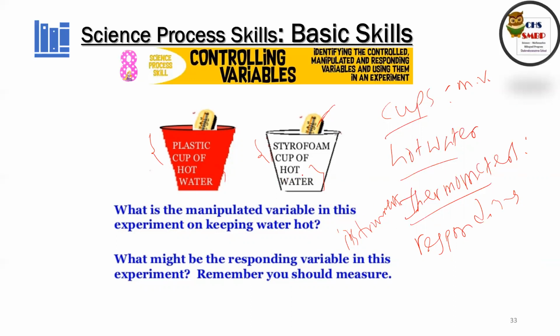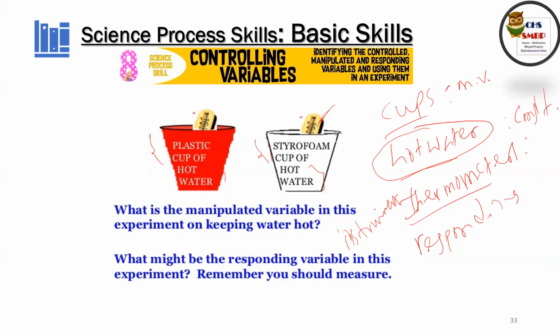Did we change the heat of the water? We did not change it, because we would like to see, with the same temperature and the same amount of hot water, which one gets cooled in which type of cup, right? So we didn't change the hot water variable, so this will be the constant variable.